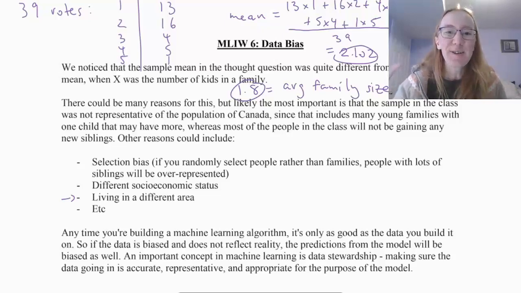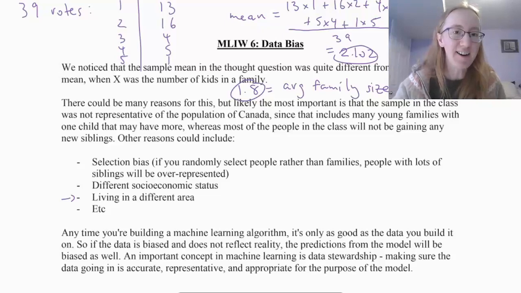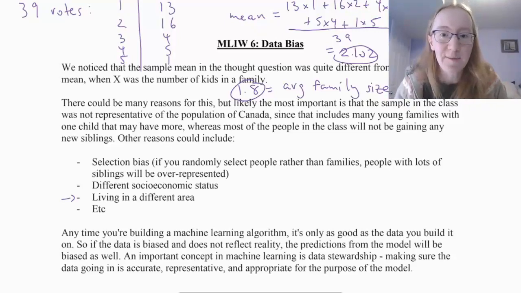Excellent. So different socioeconomic status as well. Like if your parents are fortunate enough to be able to send you to university, that's really great. And then maybe that has an impact on the family size in one direction or another.